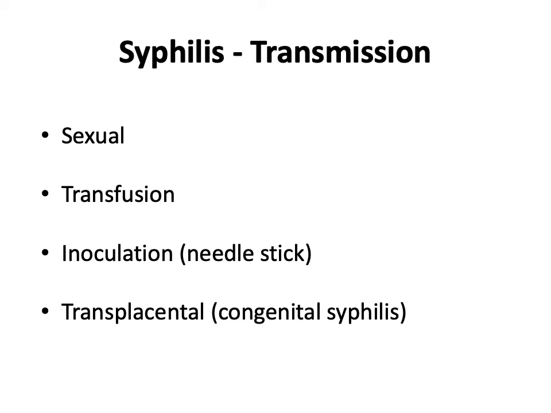Today, all blood donations are screened with the RPR test. Positives are confirmed by FTA antibodies. We will discuss these tests in more detail later in the lesson. The remaining 2 routes are direct inoculation, such as needle stick injury, and transplacental transmission, which results in congenital syphilis.